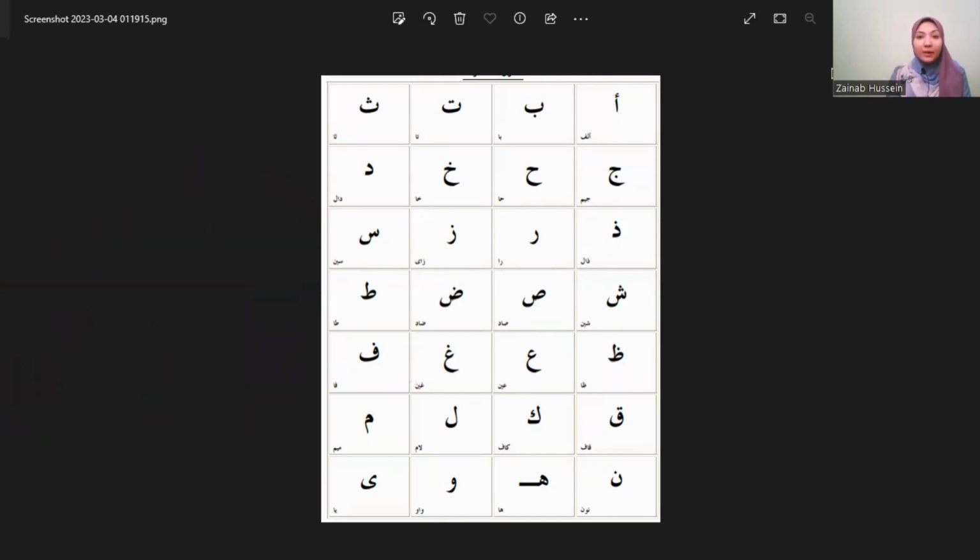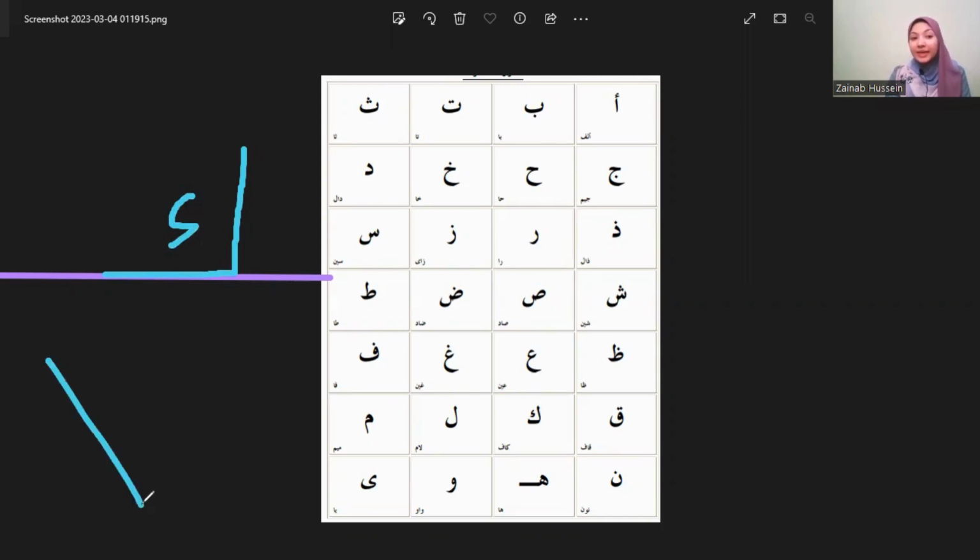Okay, now we have finished the sisters. Finally, let's take single letters which have no similar. Like what? Like kaf. Kaf is like a long stick connected with a straight line, a half circle connected with hamza inside. It's kaf, equals K in English. Kaf.